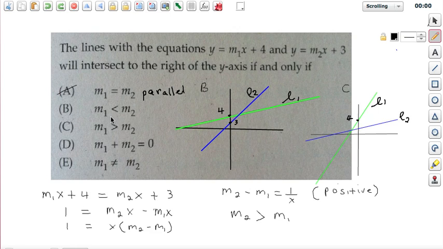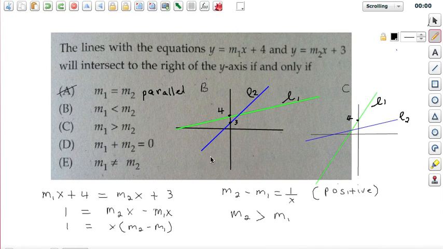If you look at C, where m1 is greater than m2, try to draw a steep slope going through 4. Sketch out a shallow slope going through 3, or approximately 3, for L2. You notice that they're intersecting on the left of the y-axis. So you might want to guess that it's B.